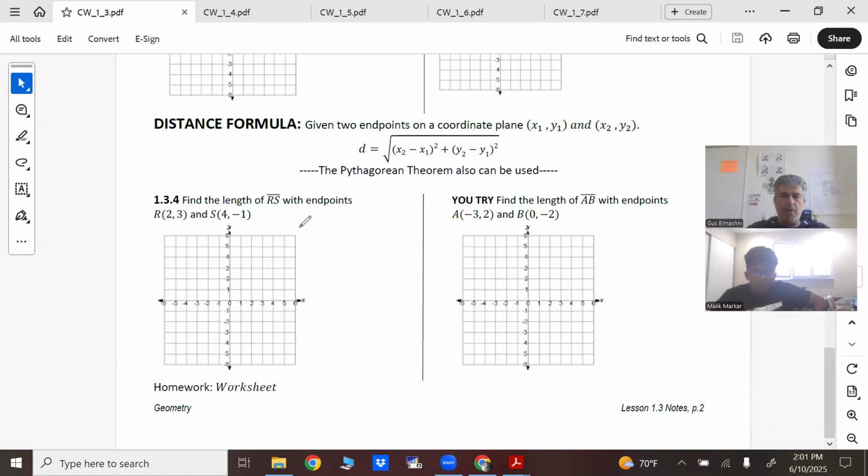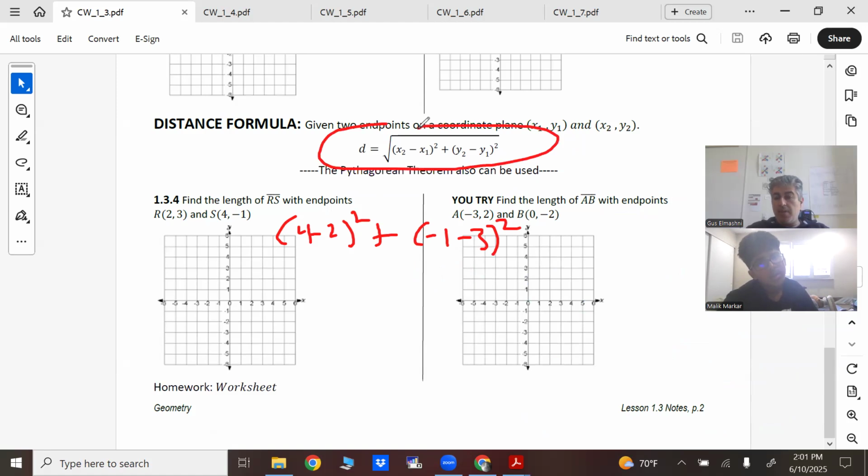4 minus 2 squared plus -1 minus 3 squared. Wait, why? That's the distance formula. So if you plug in the x coordinates and the y coordinates... actually, let's do this first. Let's plot the points. 2 comma 3.